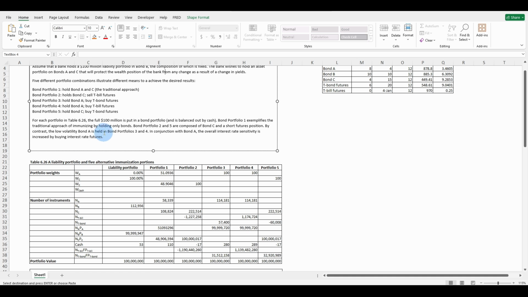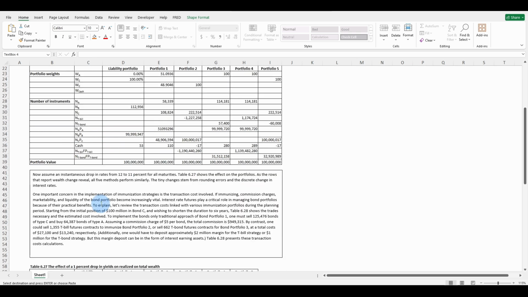For each portfolio in table 6.26, the full $100 million is put in a bond portfolio and is balanced out by cash. Bond portfolio 1 exemplifies the traditional approach of immunizing by holding only bonds. Bond portfolios 2 and 5 are composed of bond C and a short futures position. By contrast, the low volatility bond A is held in bond portfolios 3 and 4. In conjunction with bond A, the overall interest rate sensitivity is increased by buying interest rate futures.